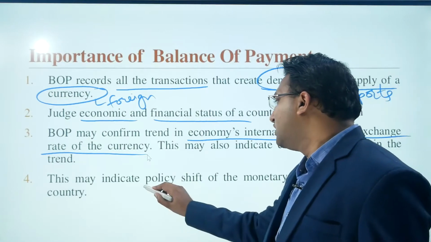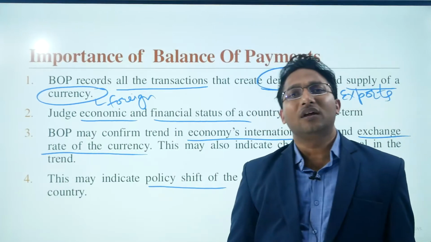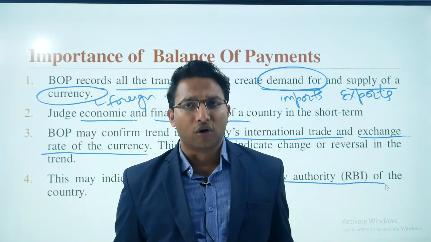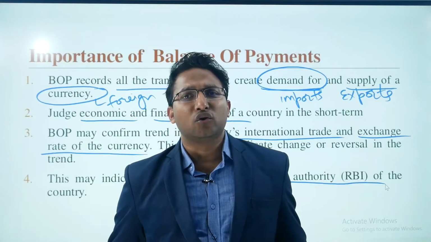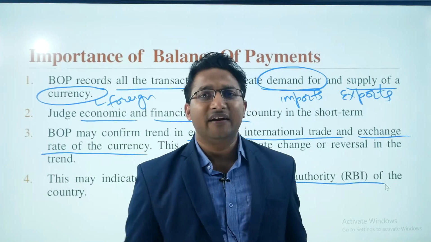This may indicate a policy shift of the monetary authority of the country. So depending upon the BOP deficit, depending upon the condition of export, the RBI or the monetary authority can decide its policy. How is that? We will see in the subsequent slide in this session only.